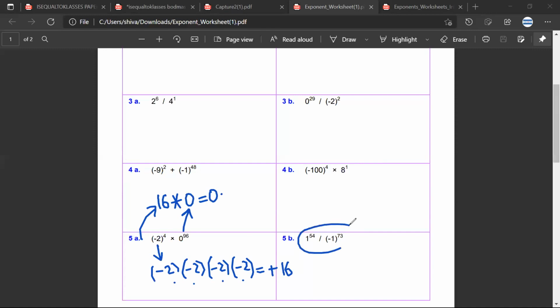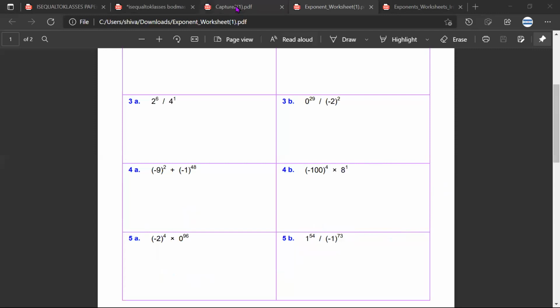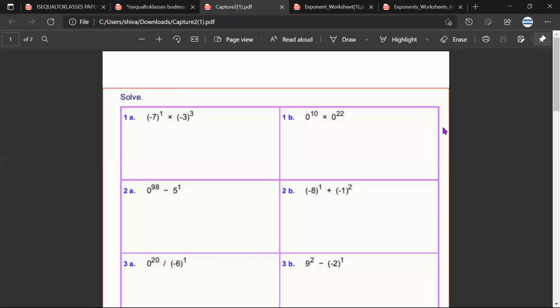What would this be equal to? So minus 1. Shabash. So 1 upon 54, exponent is even, so answer would be 1. Minus 1 raised to power 73, exponent is odd, so answer would be minus 1 and this would be minus 1. Mr. Sarthak, any doubt? No, sir. You need to do these questions again. These are good questions. Okay.